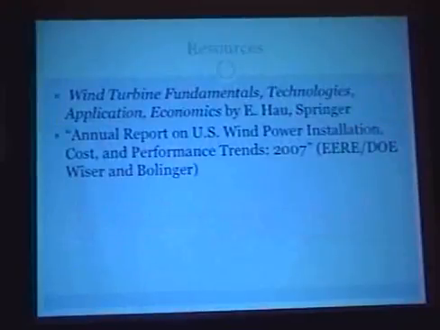So, if you'd like to read more about wind after this lecture, here are two resources that I'd recommend. The first is a book by Eric Howe, Wind Turbine Fundamentals, Technologies, Application, and Economics. And this is really an excellent and very complete wind reference. And if you're more interested in recent trends in the US, this report by the EERE is excellent to get a sense of that.